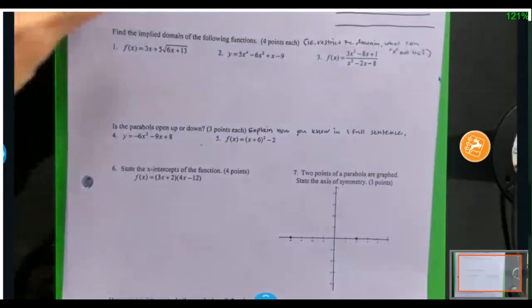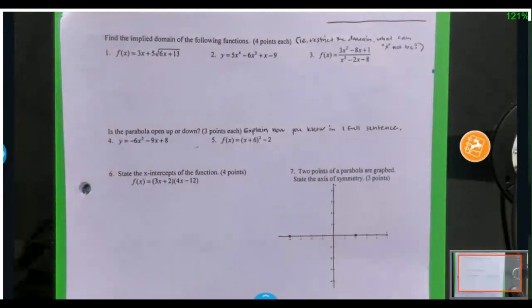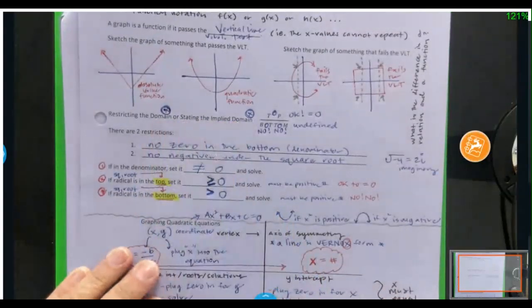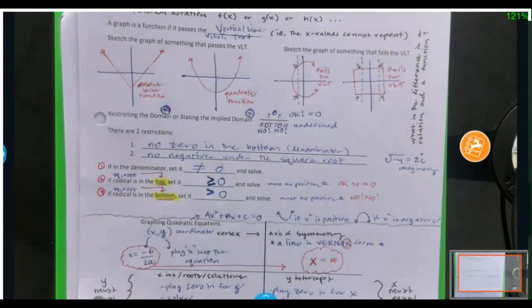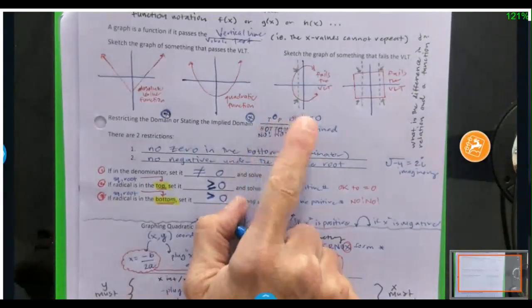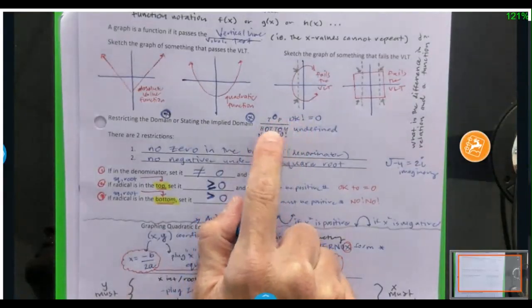Okay, it's been a couple of days since we've done this, so let's look at our notes. This is our purple packet, and right here are the notes for implied domain, also called restricting the domain. So this is the area that we're looking at for numbers 1, 2, and 3. We know that it's okay to have 0 in the top. It's a no-no to have 0 in the bottom. That's undefined. So in math, there are two ways to restrict the domain.